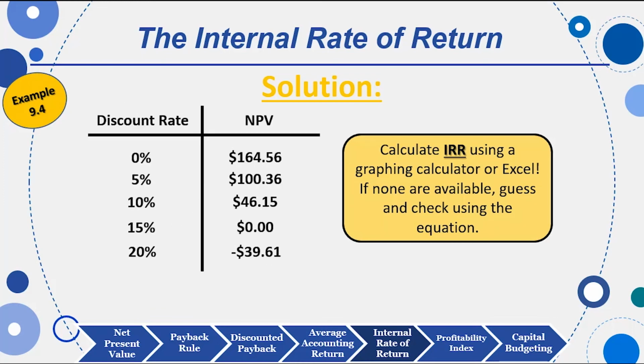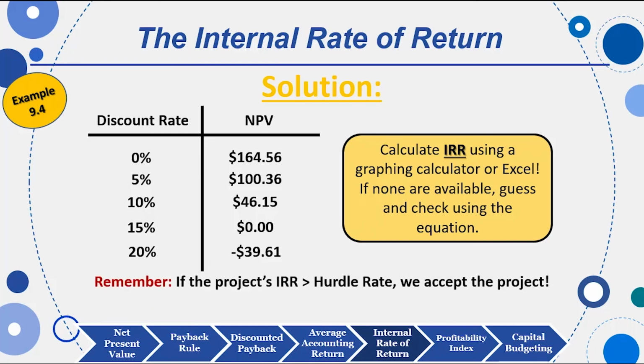And you can see from this table that the NPV equals 0. That's called an NPV profile. You can see at that NPV profile table that the IRR is exactly at 15%. Again, you can do that by trial and error. You can do it by graphing calculator, or you can do that by using Excel, using the equal IRR function.